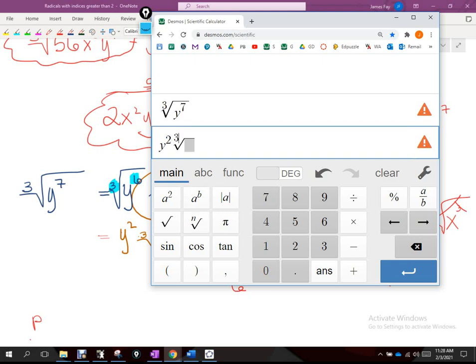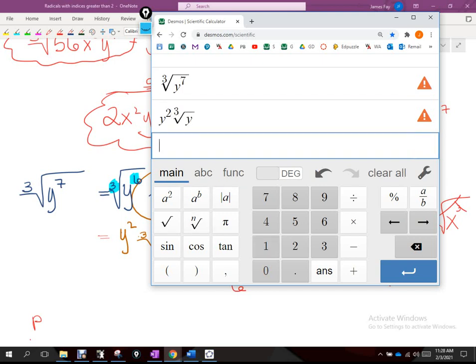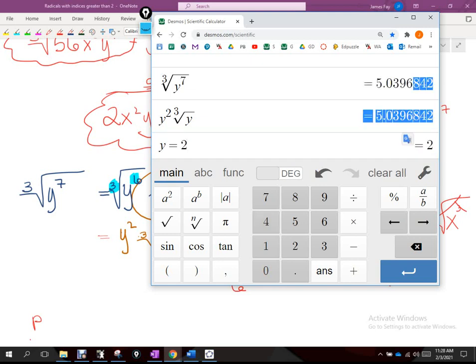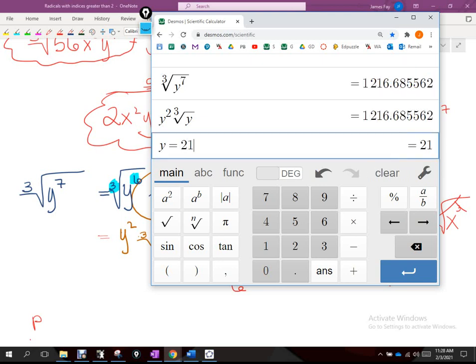And then the cube root of y to the 1st. Again, it's not going to give me anything. But when I say y is a number, let's just say y equals 2, does it tell me that those two decimals are the same? If those two decimals are the same, then these two formats are the same. So say it's 21. 21, 21. These two things are the same, right? So it shows me that these two things are the same.